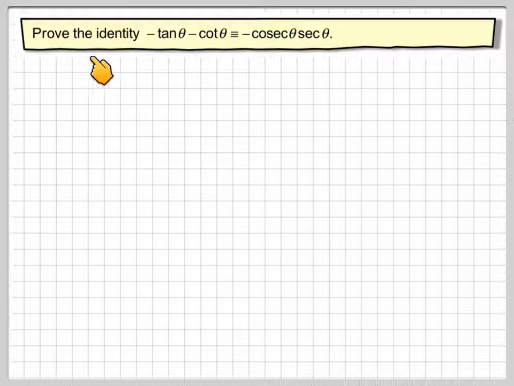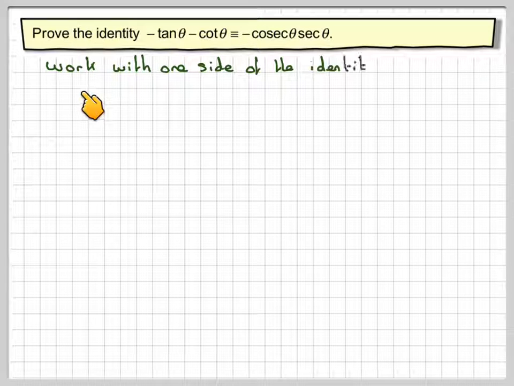Hi, in this video we're going to prove an identity. We're going to prove that minus tan theta minus cot theta is equal to minus cosec theta sec theta. Right, so when you prove an identity, normally you work with one side of the identity and try to arrive at the other side of the identity.